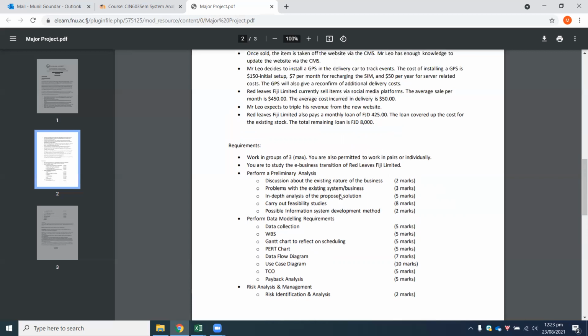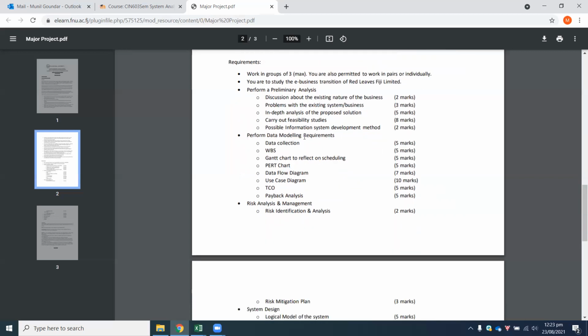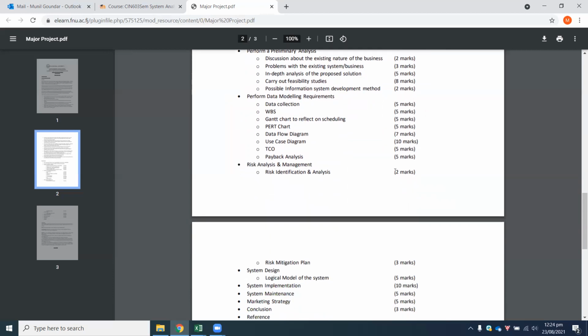So this is the proposed solution. Carry out feasibility studies. So feasibility studies are of 4 types. What are they? Operational, economic, technical, schedule. So there's 8 marks, so 2 marks for each type of feasibility study. Possible information system development method. So what method is going to be used? Agile, JAD, RAD, or a traditional SDLC.